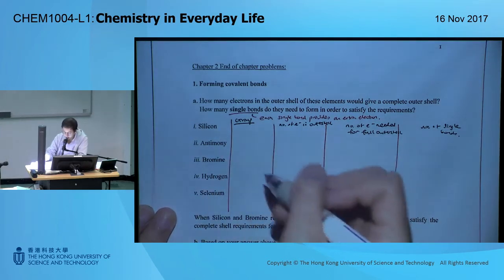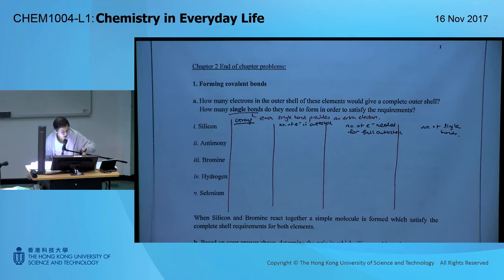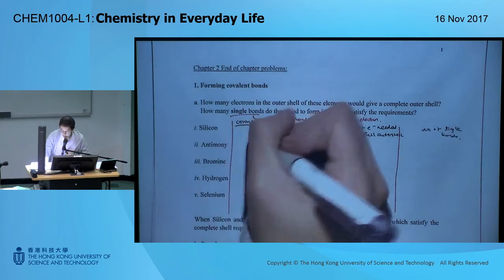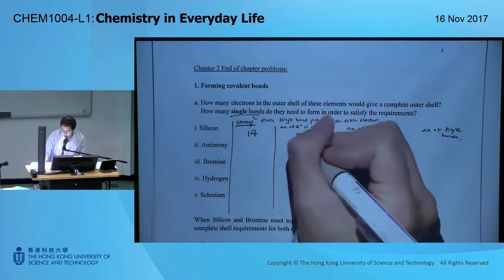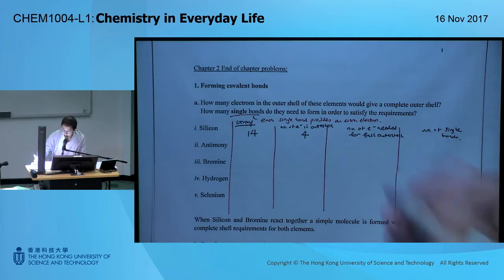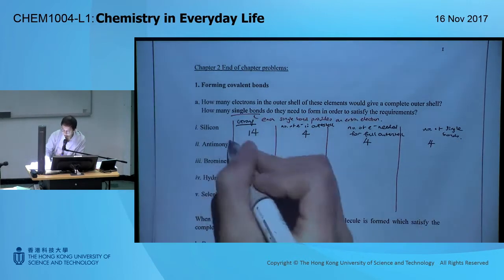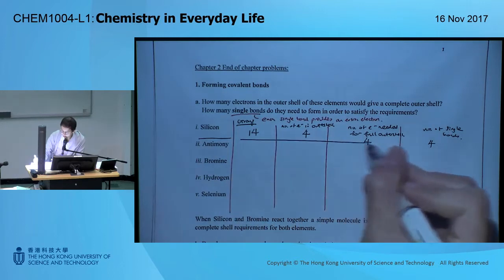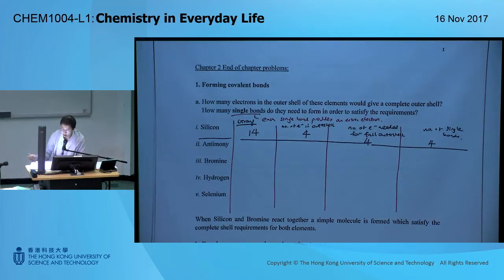So for silicon, you need a periodic table for this one. Silicon is in group 14, so it has 4 electrons in the outer shell. So in order to get 8 electrons, we need 4 more electrons. Therefore, you need 4 single bonds.